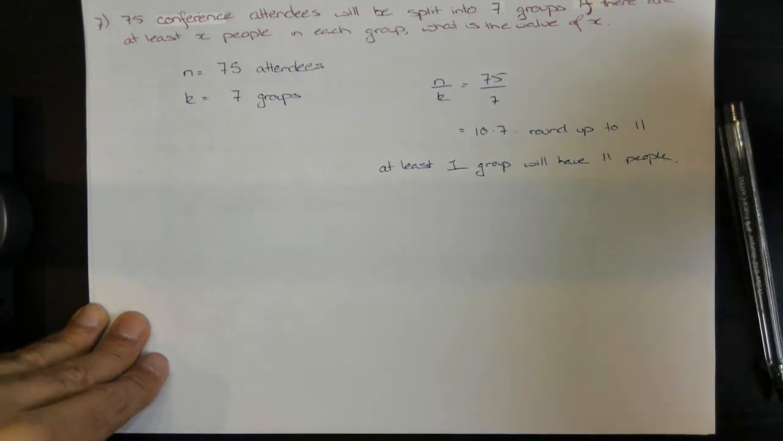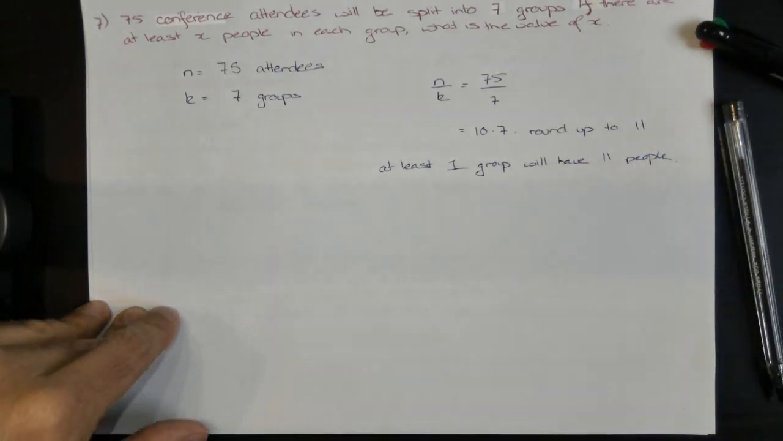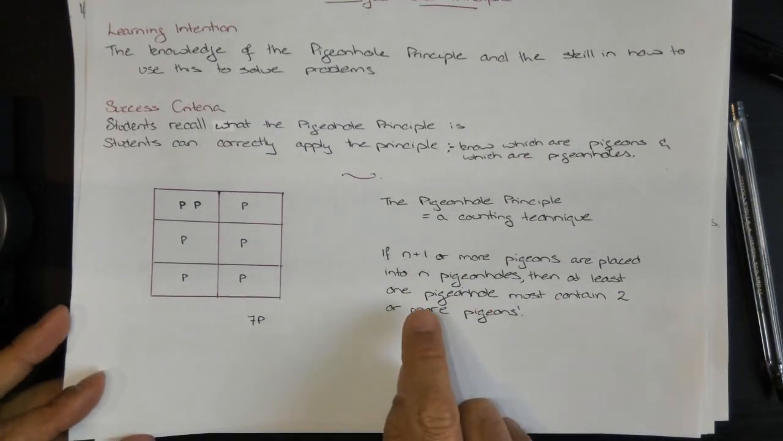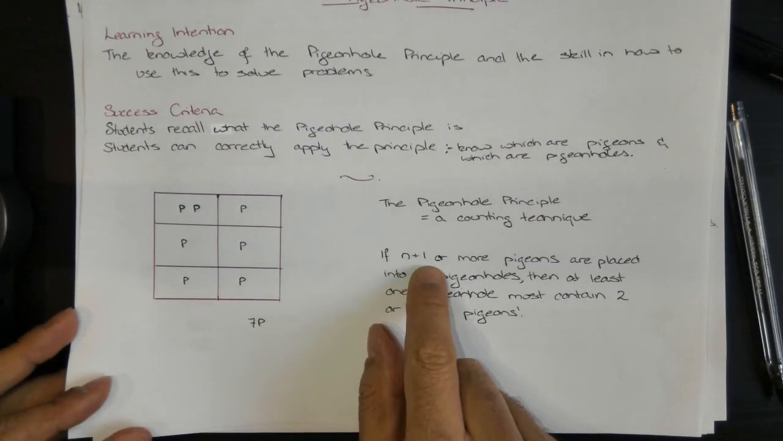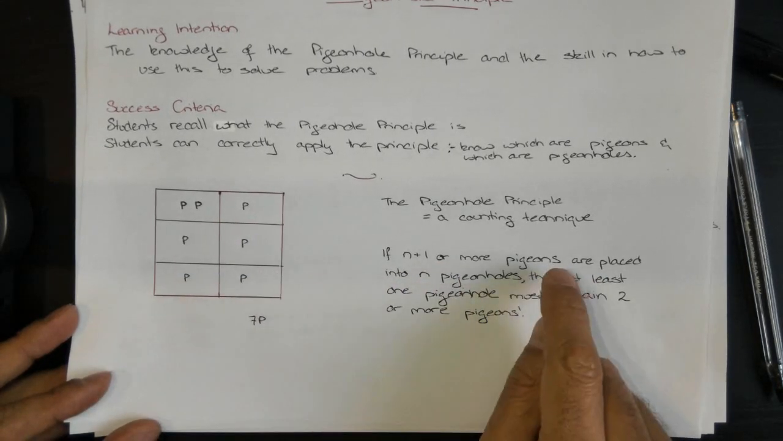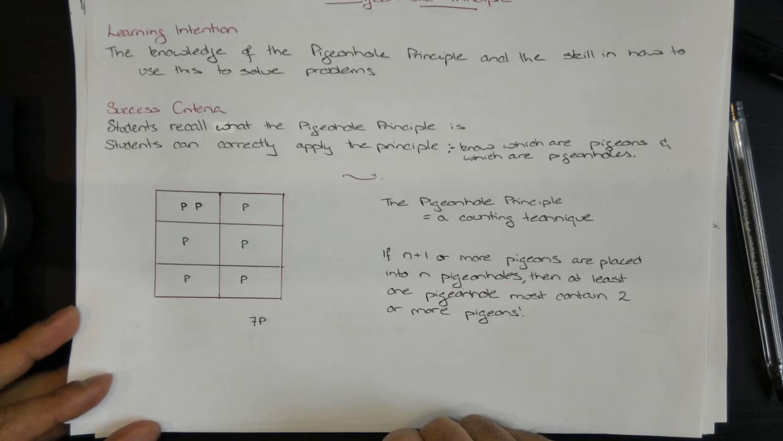Okay, and then that's the pigeonhole principle. So to reiterate, the pigeonhole principle is a counting technique. It states if n plus 1 or more pigeons are placed into n pigeonholes, then at least one pigeonhole must contain 2 or more pigeons.